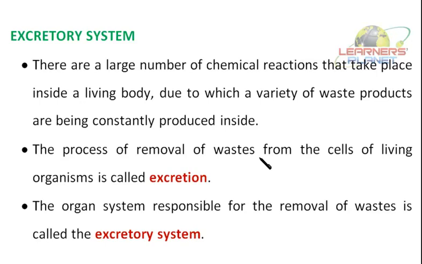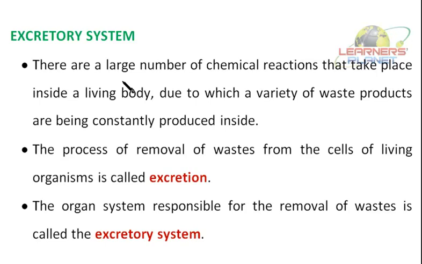So, the process of removal of wastes from the cells of living organisms is called excretion. Remember that excretion is the removal of the metabolic wastes of an organism. Wastes that are removed include carbon dioxide, water, salt, urea, and uric acid. So all excreted wastes travel at some time in the blood. The organ system which is responsible for the removal of wastes is called the excretory system. So this is about the excretory system.